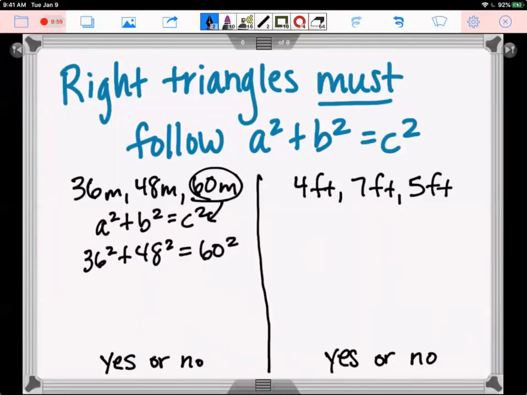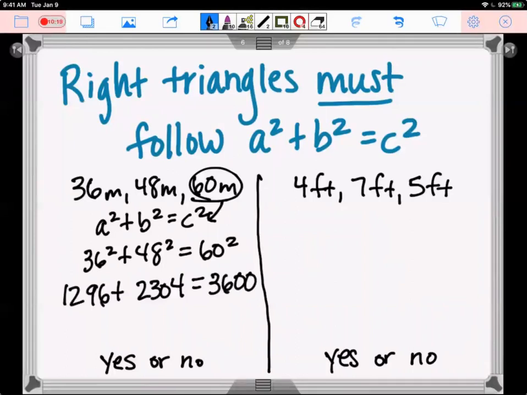Let's find out. What's 36 times 36? Type it in the calculator. 1296. And then 48 times 48. Type it in the calculator. 2304. And what's 60 times 60?